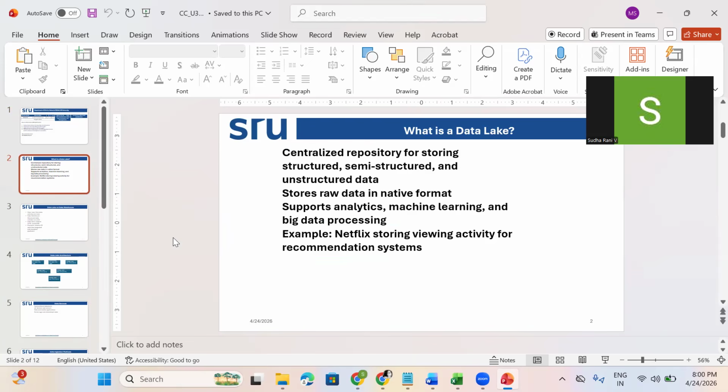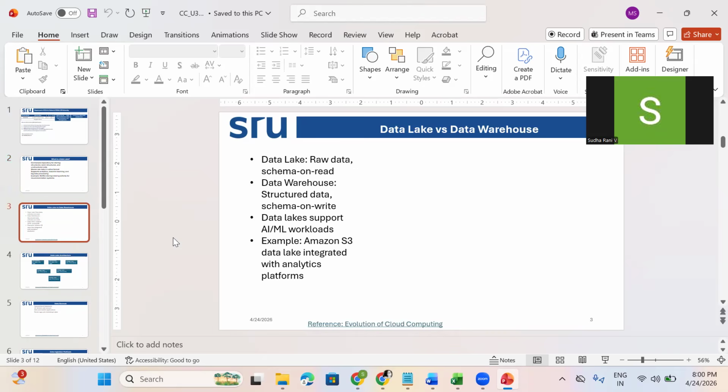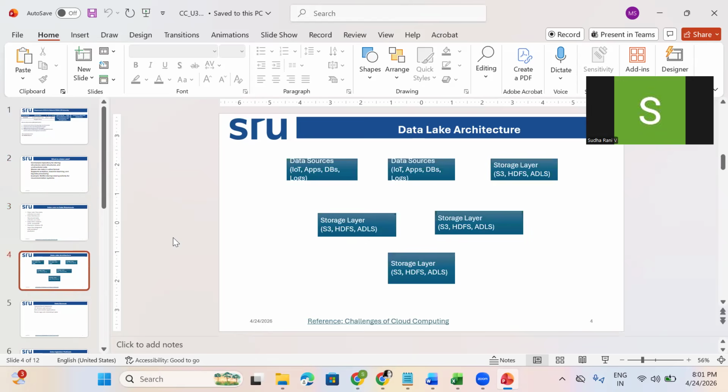Example, Netflix storing viewing activities for recommendation system. Data lake versus data warehouse. We have already seen what a data warehouse is, and now what is the difference between the data lake and the data warehouse? Data lakes hold raw data, schema on read, whereas a data warehouse holds structured data, schema on write. Data lake supports AI or ML workloads. Example, Amazon S3, data lake integrates with analytic platforms.